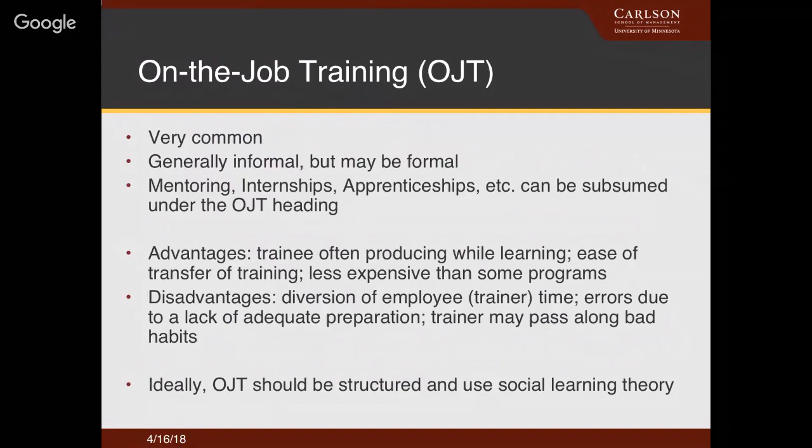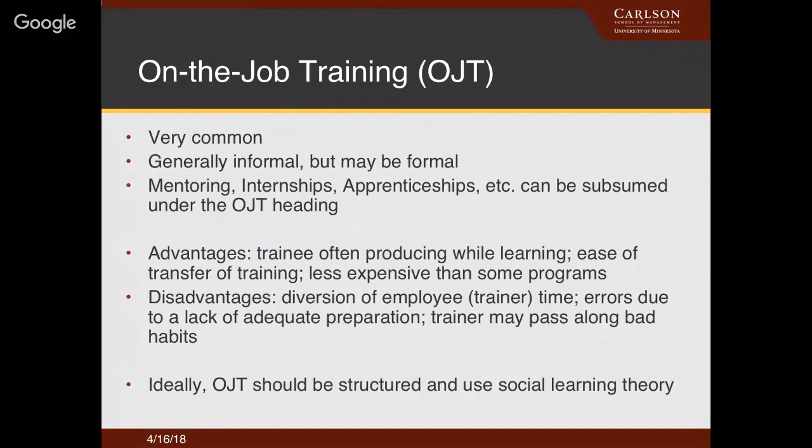The advantages to on-the-job training are many. The trainee is often producing while they're learning. So when we talk about the costs of training and the downtime associated with training, on-the-job training helps alleviate that pain point by having people doing things while they're learning. On-the-job training also produces often ease of transfer of training because people are actually doing the job as they're learning. They're performing real job skills, so it's high fidelity. And then on-the-job training can be less expensive than other formal types of learning.